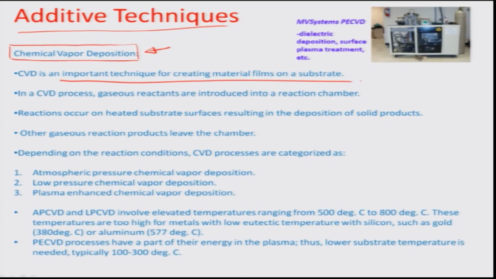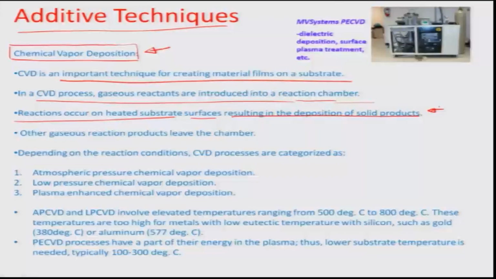In a CVD process the gaseous reactants are introduced into the reaction chamber. They react over heated substrate surfaces and result in the deposition of a solid product. Therefore there is a momentary depressurization of the system when such a reaction happens, because a solid phase is suddenly created from two gaseous phases. So the deposition process is signified by a sudden dip in the active pressure of the chamber, which is continually monitored. The other gaseous reaction products leave the chamber after the deposition has successfully happened.